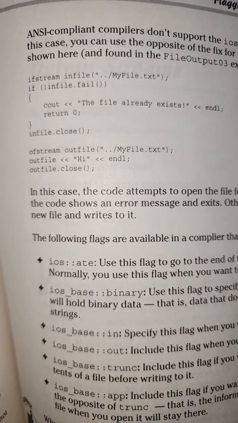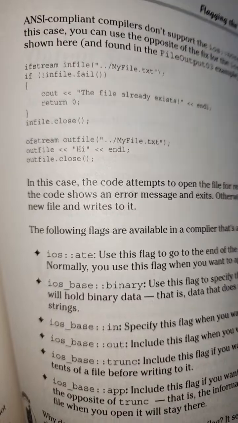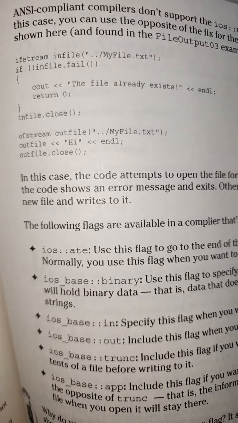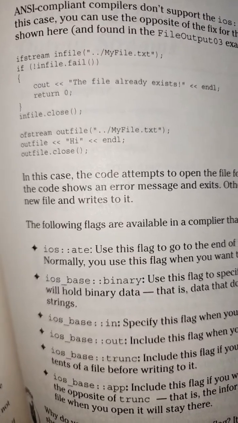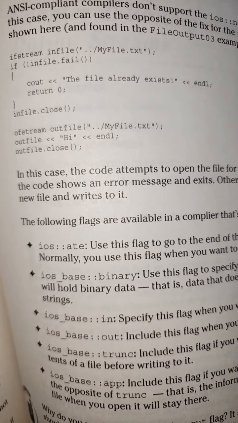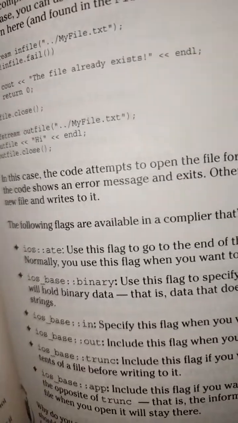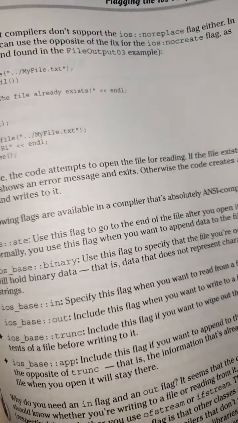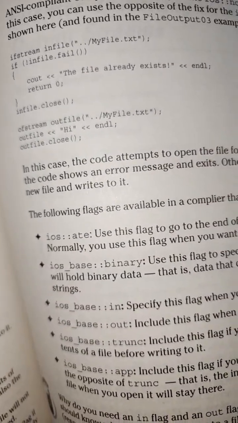fstream inFile("myfile.txt"); if (!inFile.fail()) { cout << "The file already exists" << endl; return 0; } inFile.close(); ofstream outFile("myfile.txt"); outFile << "hi" << endl; outFile.close(); In this case, the code attempts to open a file for reading. If the file exists, the code shows an error message and exits. Otherwise, the code creates a new file and writes to it.